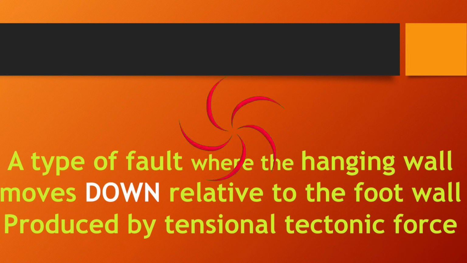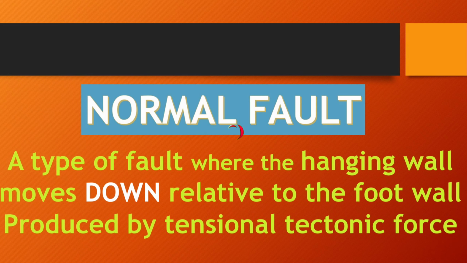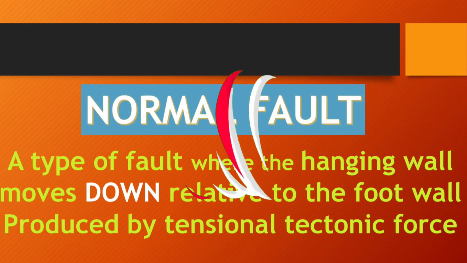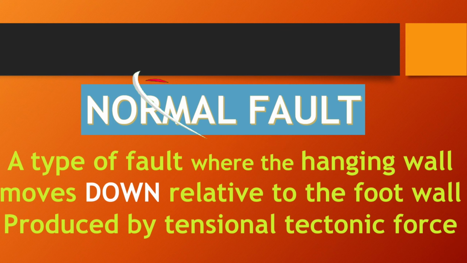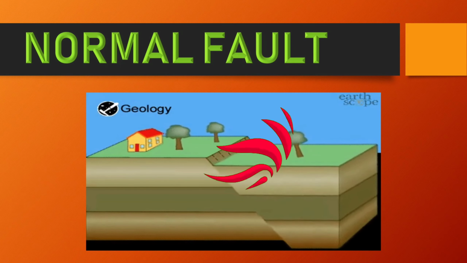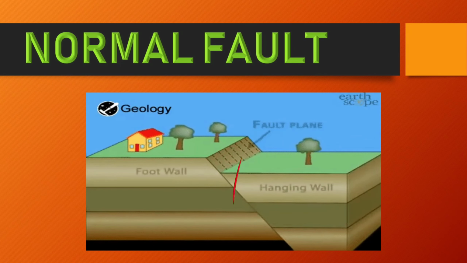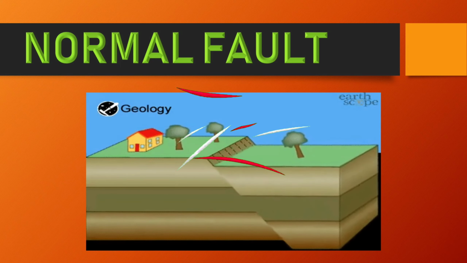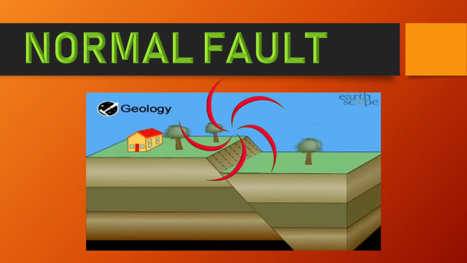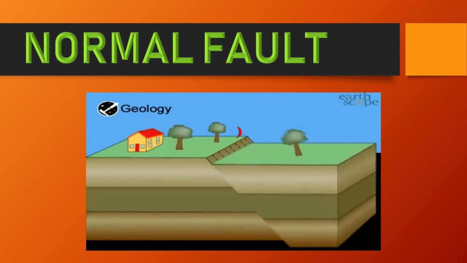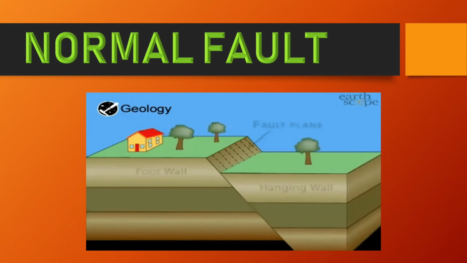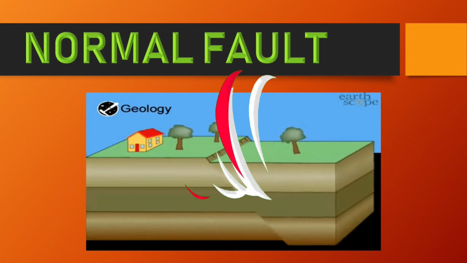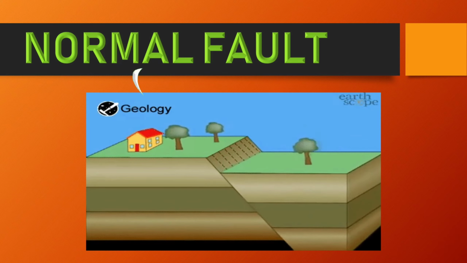Normal fault is a type of fault where the hanging wall moves down relative to the footwall produced by tensional tectonic forces. Ayan, pagmasdan yung mabuti. Ang hanging wall moves downward. At ang nasa itaas ay ang footwall. Sanhi ito ng tensional force.